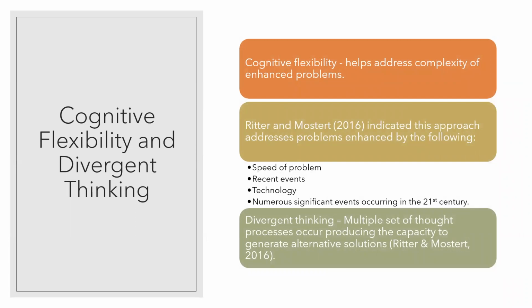Ritter and Mostert indicated cognitive flexibility to address the complexity of problems enhanced by speed, recent events, and technology characteristics of the 21st century, regardless of the industry. Divergent thinking, where multiple sets of thought processes occur, produces the capacity to generate numerous alternatives and solutions. Therefore, using a critical and creative thinking approach towards problem solving in doctoral research is necessary. However, candidates must remain mindful that the combination or singular selection of approaches continues to address complex problems.